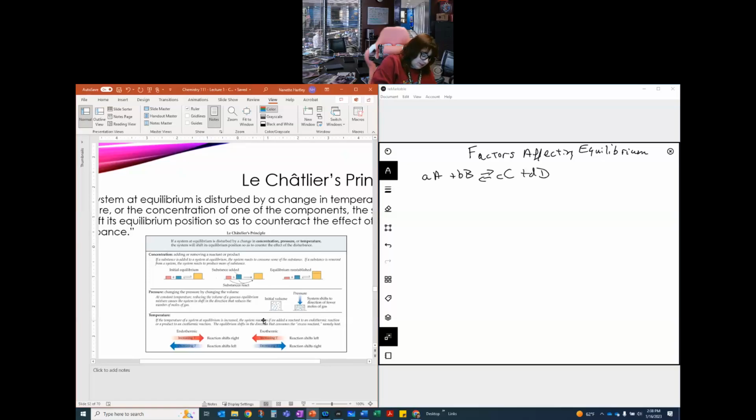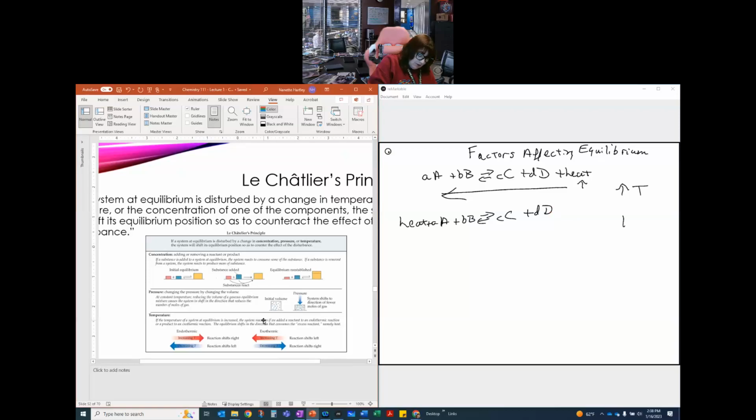So if I have a reaction that looks like this, and I say that this reaction is exothermic, so it's giving off heat, that means that heat is a product. If I increase the temperature, that means I've made the heat higher, so it's going to shift this direction to compensate. If, on the other hand, it's an endothermic reaction, so I have heat plus A plus B goes to C plus D, and I increase the temperature, that's going to drive that reaction forward.